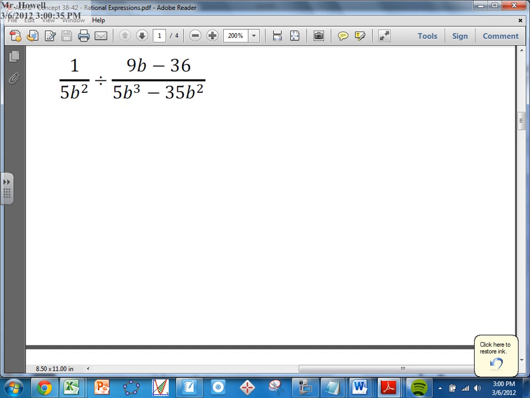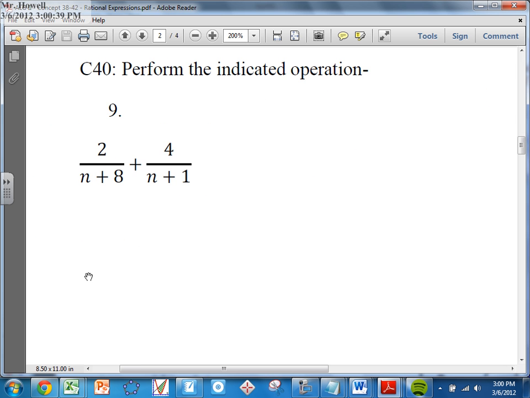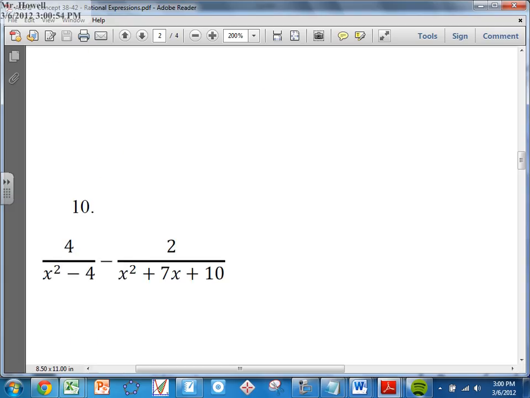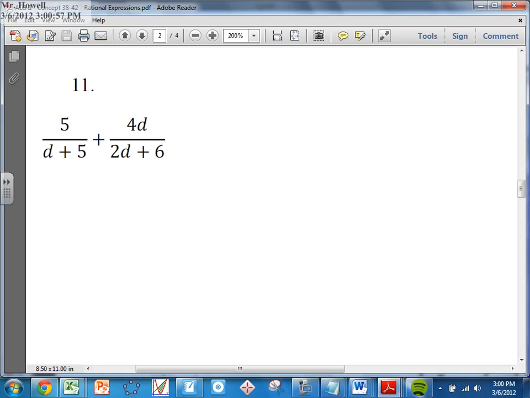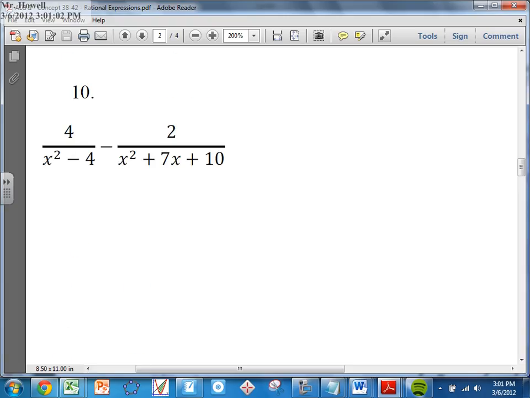Next, concept, I think 40 or 39? 40. No. All right, concept 40. Numbers 9, 10, or 11. Which one do you want to do? No, wait. 11. Here are 10 and 11. Let's take a look at both for a second. 10 is that one. Okay. And 11 is that one. Okay.